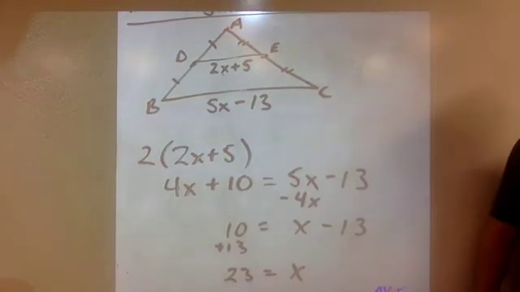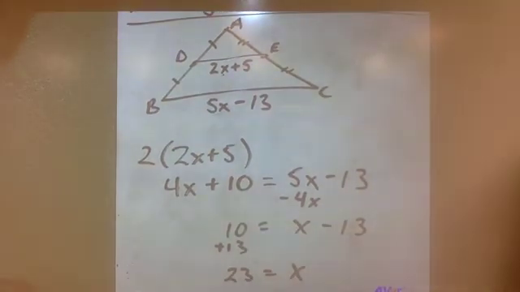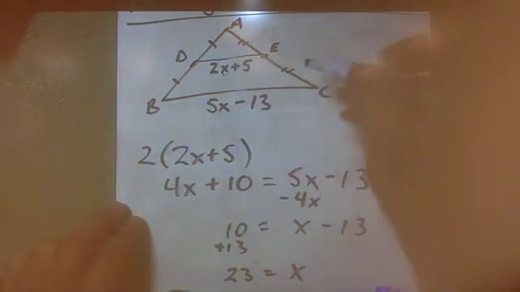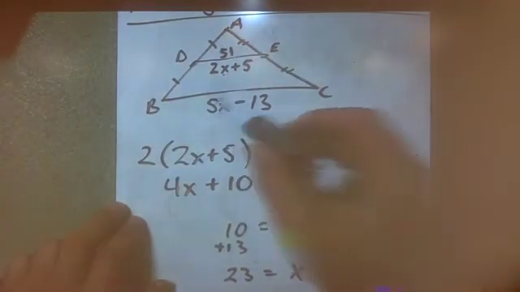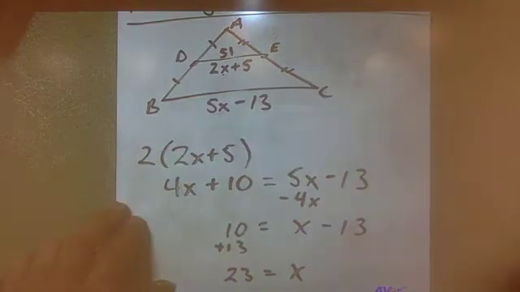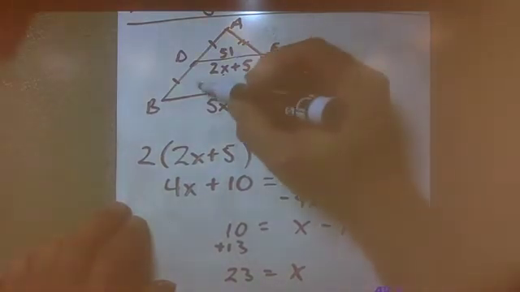If you wanted to check your work, which is always recommended, you would plug a 23 in for x. This would be 2 times 23, which is 46, plus 5. That would be 51. This would be 5 times x. 5 times 23 is 115.